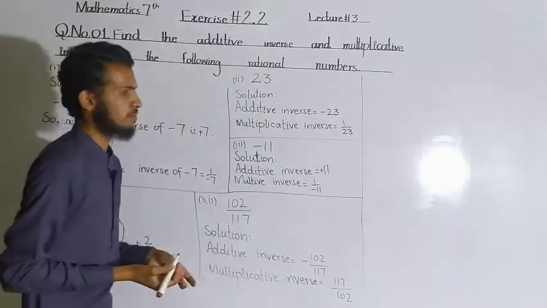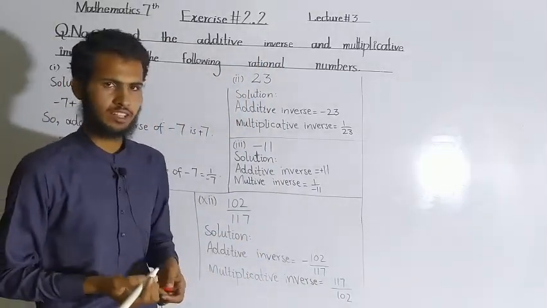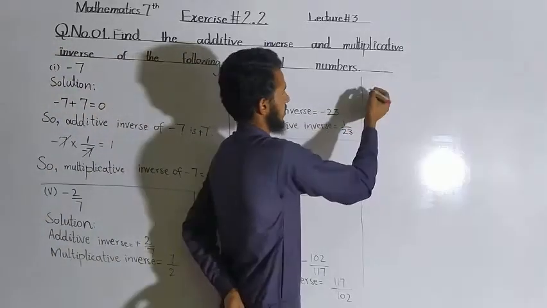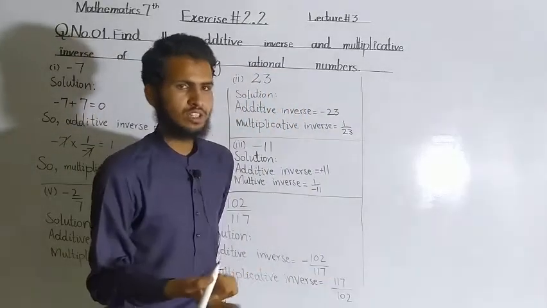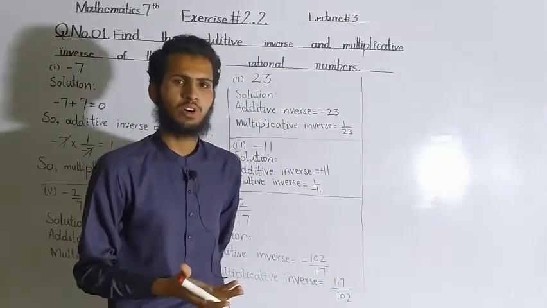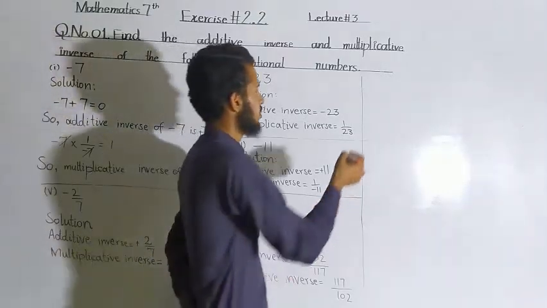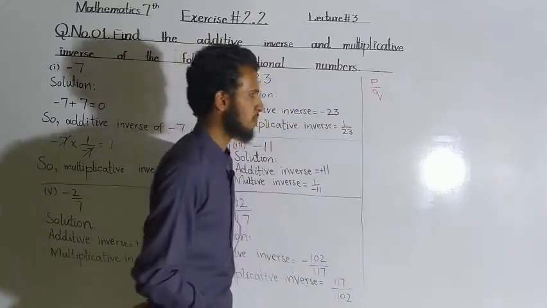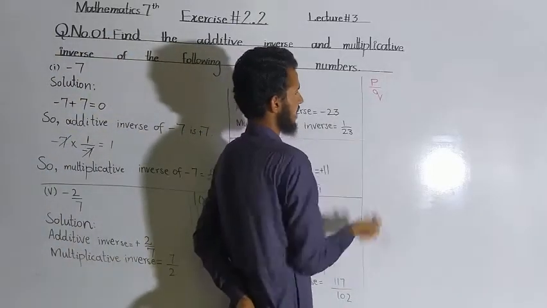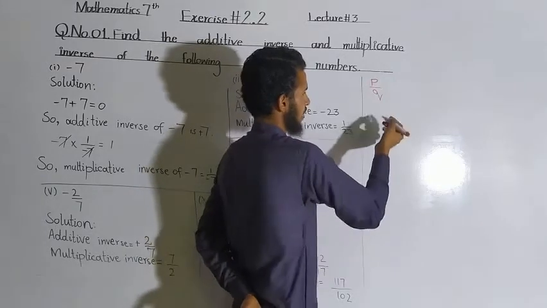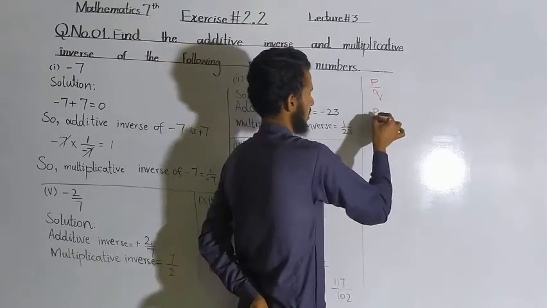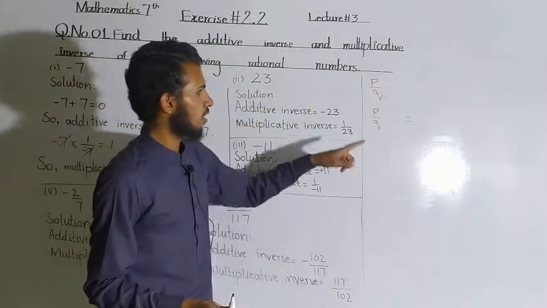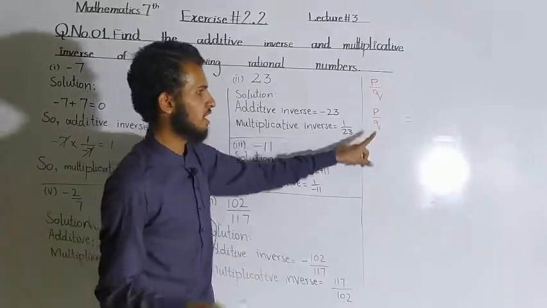How do we find the additive inverse and multiplicative inverse of rational numbers? Let's see. Firstly, rational numbers are those numbers which can be written in the form p by q. This is a rational number. You want to find its additive inverse. How will you find it? The additive identity is 0.